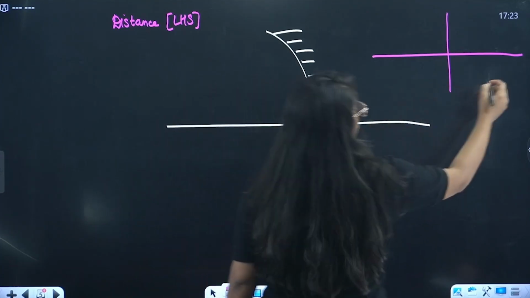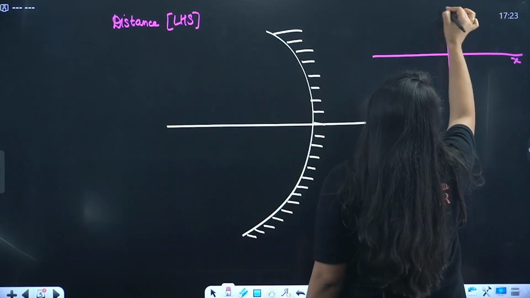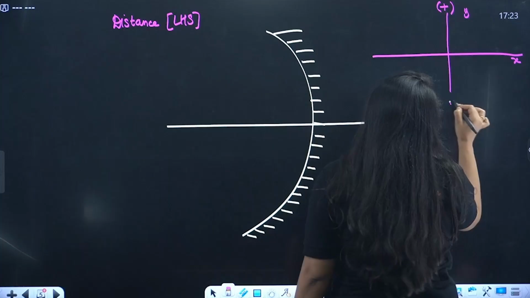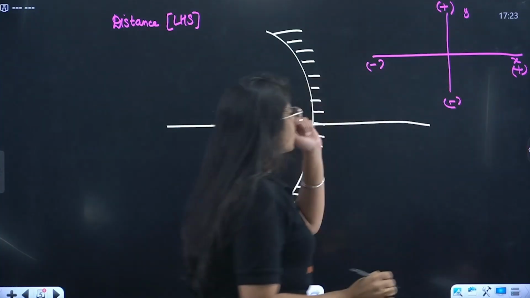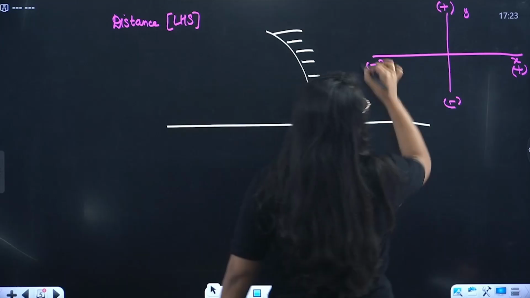Now beta, this is your x-axis, y-axis. Upper is positive half, this is negative half, this is positive half, this is negative half. Just like that, here we have the same thing.